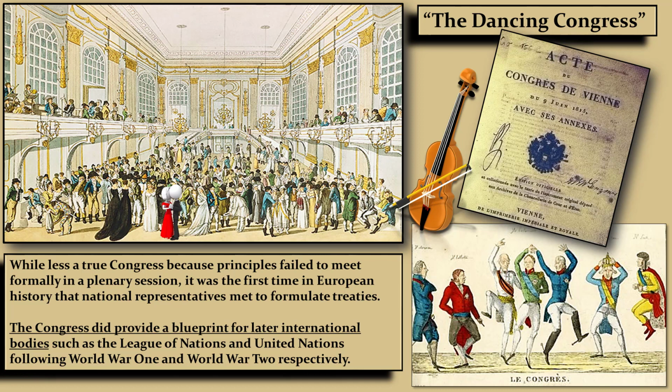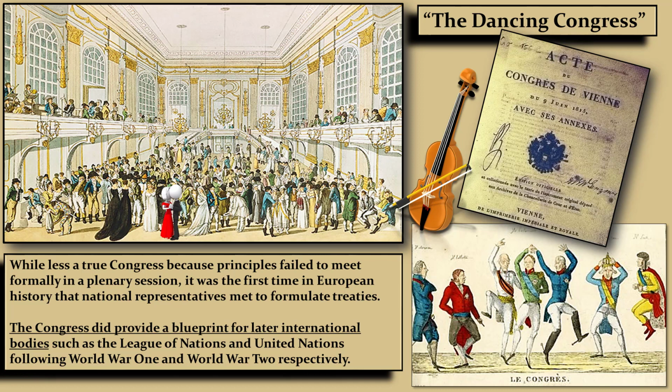This Congress of Vienna, also known as the Dancing Congress, gets its name largely because most all European leaders, it didn't matter the size of the state, you could be from a very small, geographically recognized state or region to the largest of empires like Russia, didn't matter. They were all there.